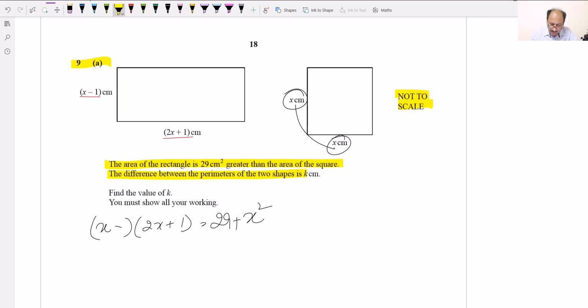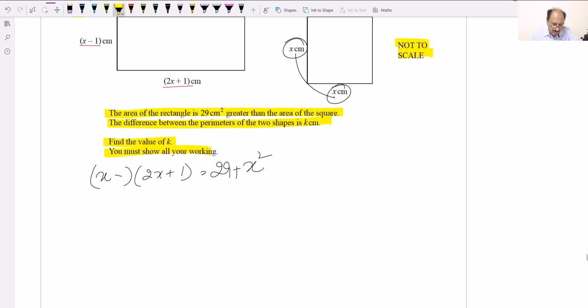The difference between the perimeters of the two shapes is k kilometer. Find the value of k. So for the perimeter, first we need to find the value of x. Now how can we find it? We will be forming the quadratic equation, and this is x minus 1 basically. So multiplying x into 2x will be 2x square, then minus 1 into x will be plus x, then minus 1 into 2x will be minus 2x, and minus 1 into 1 will be minus 1, is equal to 29 plus x square.